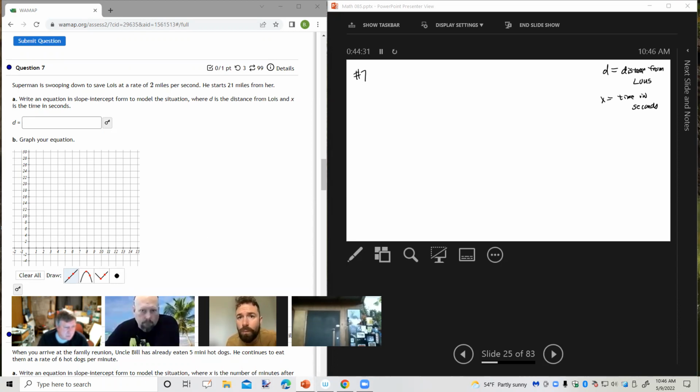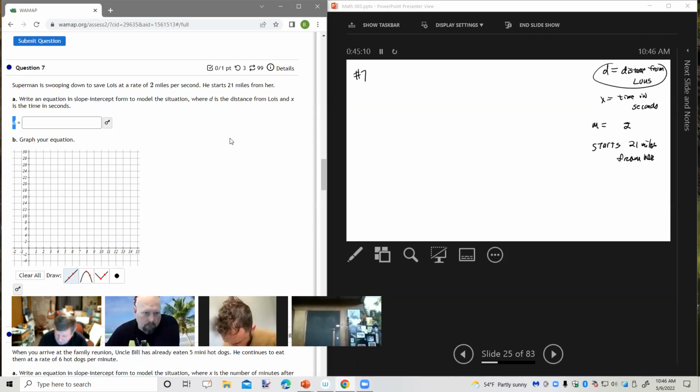We know that Superman is swooping down at a rate of 2 miles per second. So there's your rate of change, your slope. So I'm just going to say 2. And he starts 21 miles from her. Well, let's see. D is the output over here, okay? So at the beginning of the problem, he's 21 miles from her. So 21 miles would be what? The vertical intercept. So yeah, right there.